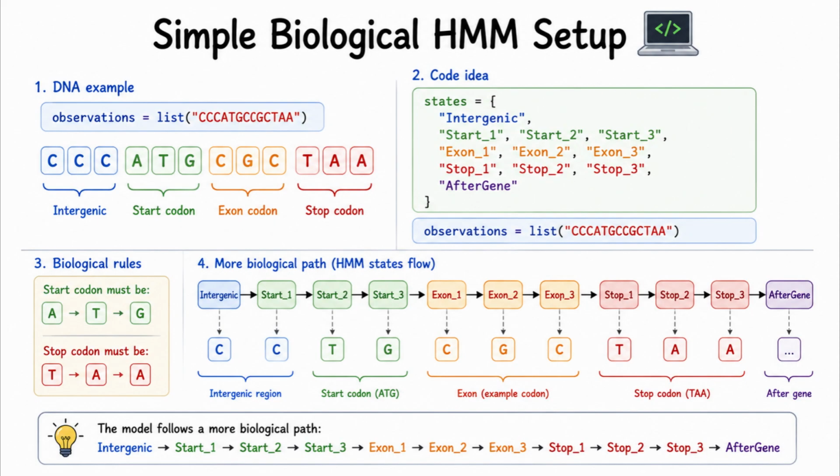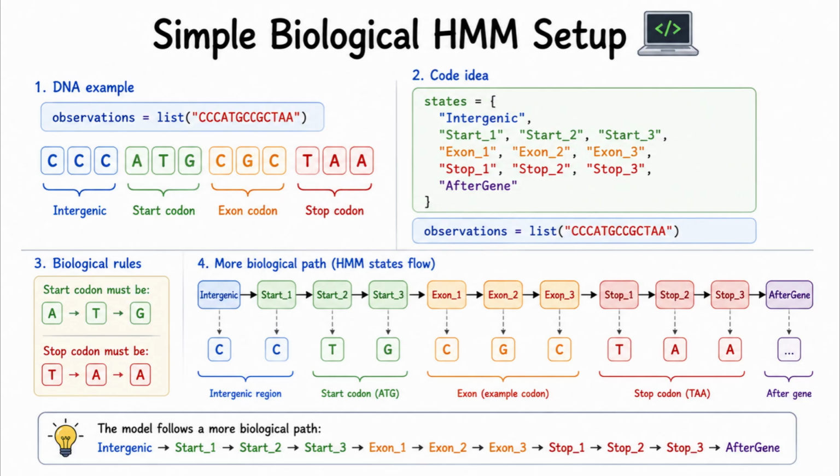Let's make our HMM more biological. The DNA sequence is CCC8EG-CGCTA. Biologically, this represents an intergenic region, a start codon, an exon codon, and a stop codon. To model this accurately, we split the gene into smaller states.